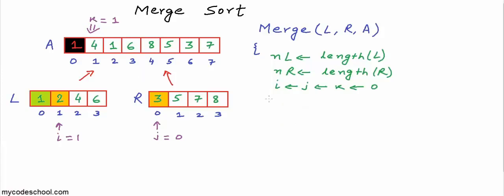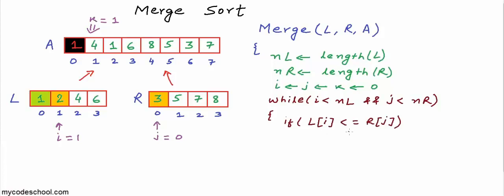And now my code will go like: while i is less than NL. If NL is the number of elements in L, then for i to be a valid index, it should be less than NL. And similarly, for j to be valid, it should be less than NR. So while both these indices i and j are valid, we can say something like: if Li is less than or equal to Rj, so we are comparing the smallest unpicked in L with the smallest unpicked in R, in this case, at the kth position in A, we will write Li. Remember, we are overwriting A, and that's not a problem.